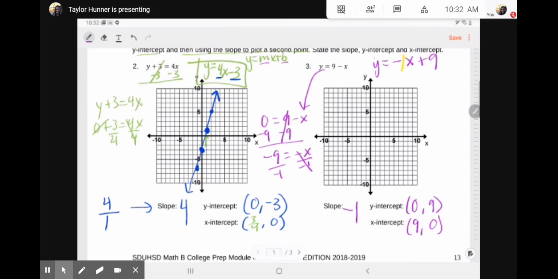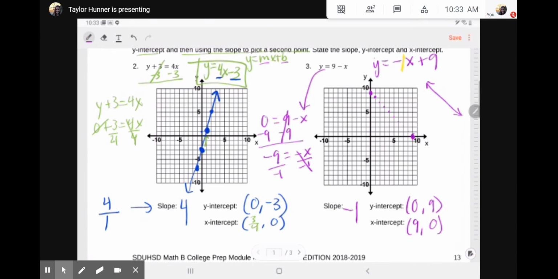So that means that I could graph this in 2 ways. I could start at my y-intercept of 0, 9, and I could go down by 1 and over to the right this time, because remember, my slope is negative. I want it to be going in this direction. So I could keep going down by 1, over by 1, down by 1, over by 1. And if I kept doing that, it would actually get me right to my x-intercept.